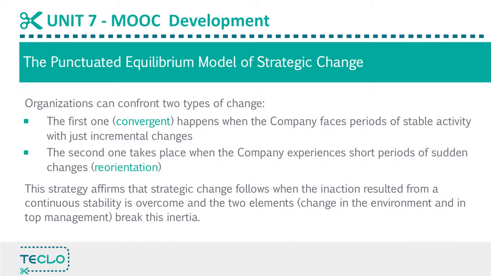This strategy affirms that strategic change follows when the inaction resulting from a continuous stability is overcome, and the 2 elements, change in the environment and in top management, break this inertia.